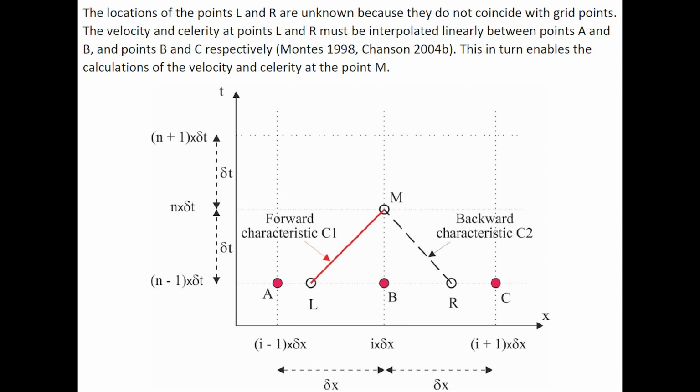Their velocity and celerity must be interpolated linearly between points A and B for point L, and between points B and C for point R. This, in turn, enables the calculation of the velocity and celerity at the next time step at point M.